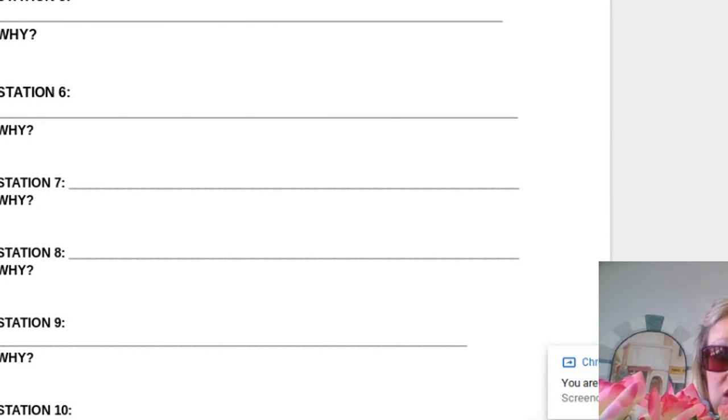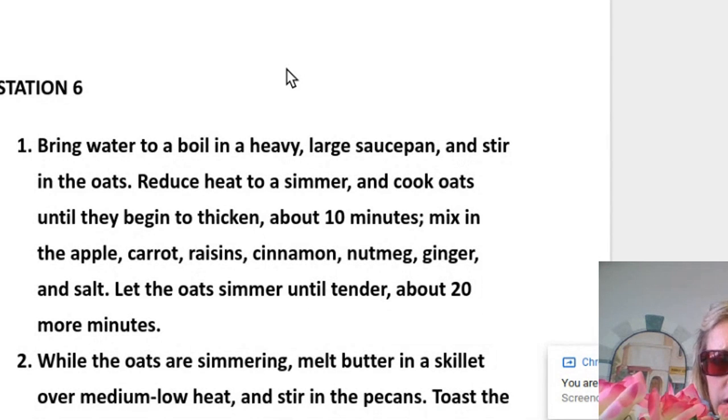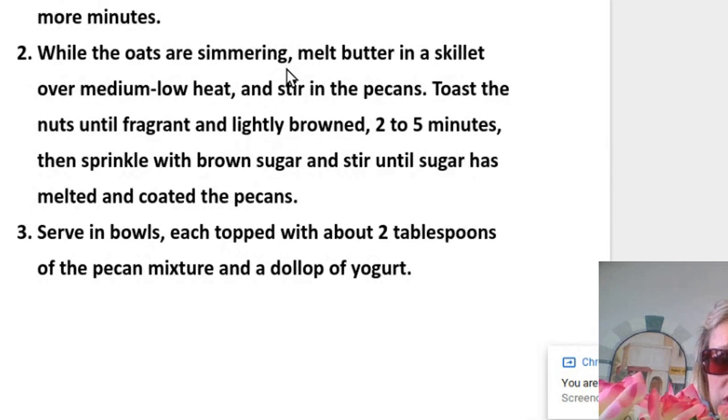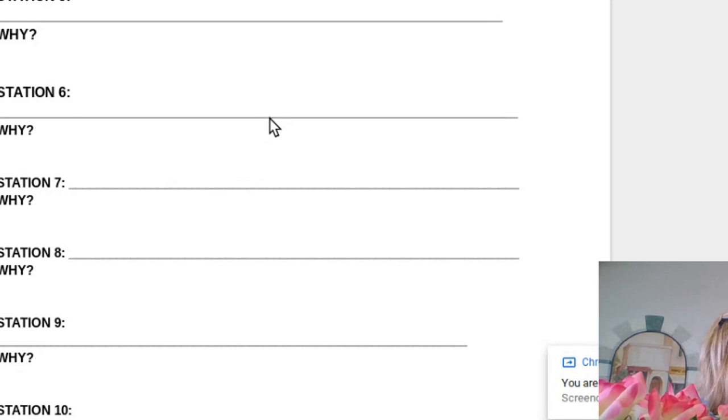Station number 6, check it out with me. Station number 6, bring water to a boil. Step 2, when the oats are simmering. Step 3. Okay, this clearly is factual, right? It has nothing but facts, step-by-step directions, so it is nonfiction. But is it literary nonfiction? No, can't be. Not telling a story. Directions are facts, they are nonfiction, but it's not literary nonfiction. All right, let's move on to station number 7.